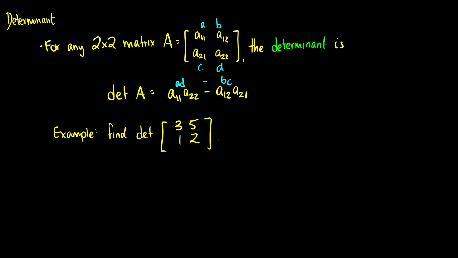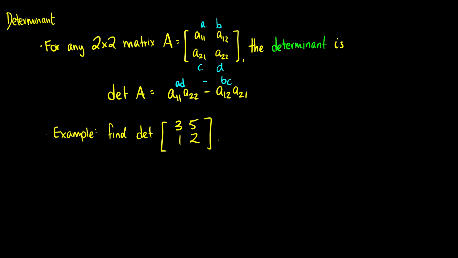If you want, with 2 by 2 matrices, you can still use the letters A, B, C, D. It might help to remember which ones you're multiplying by. However, when we get to bigger matrices, these are going to be a problem. But for now, let's find the determinant of the matrix 3, 5, 1, 2.